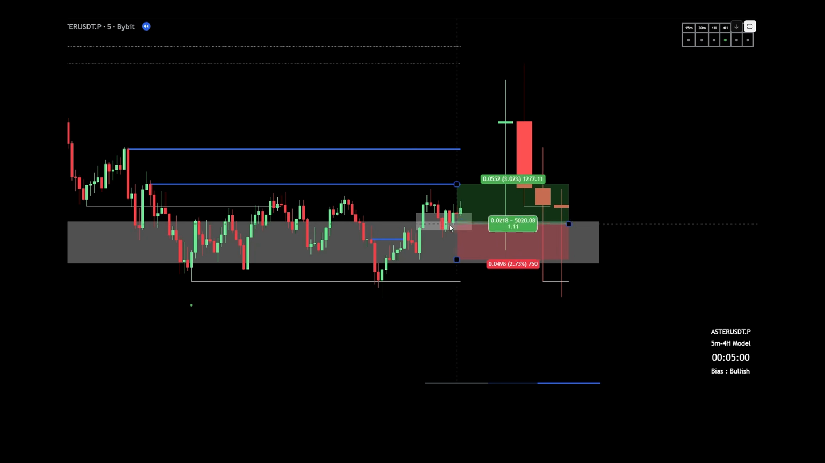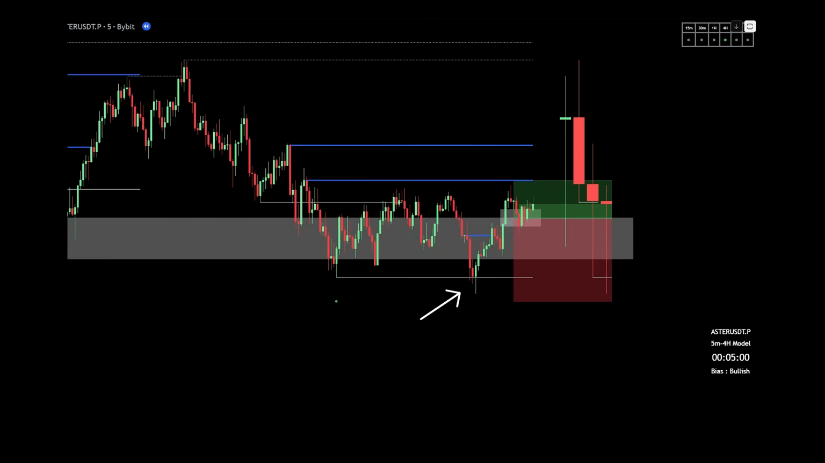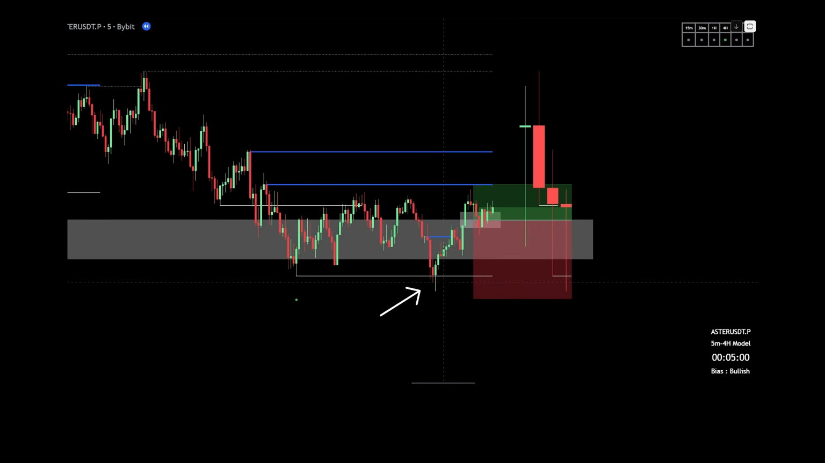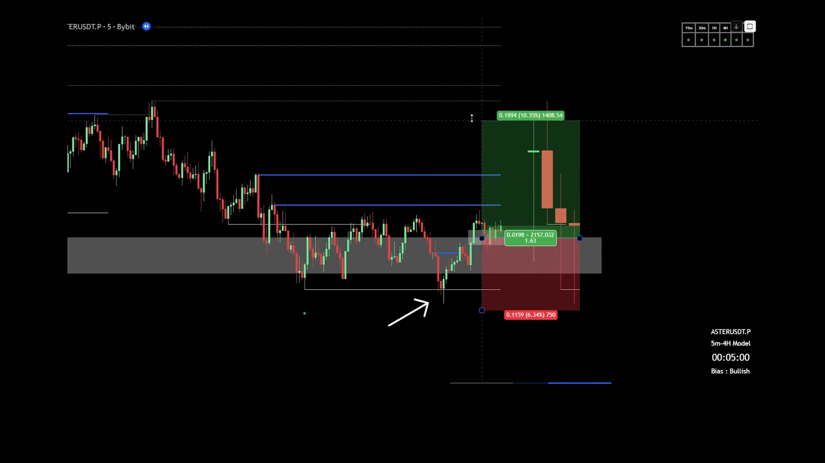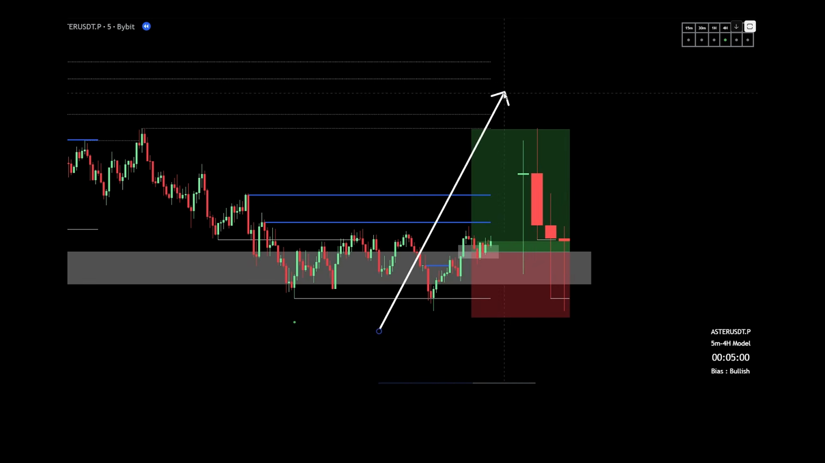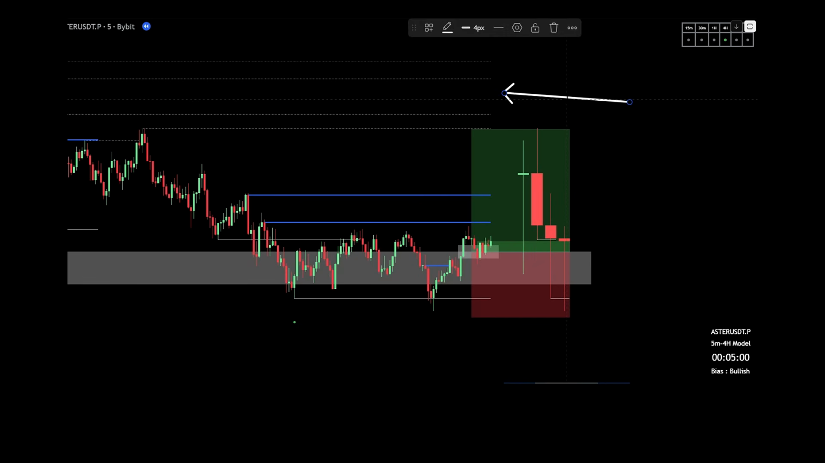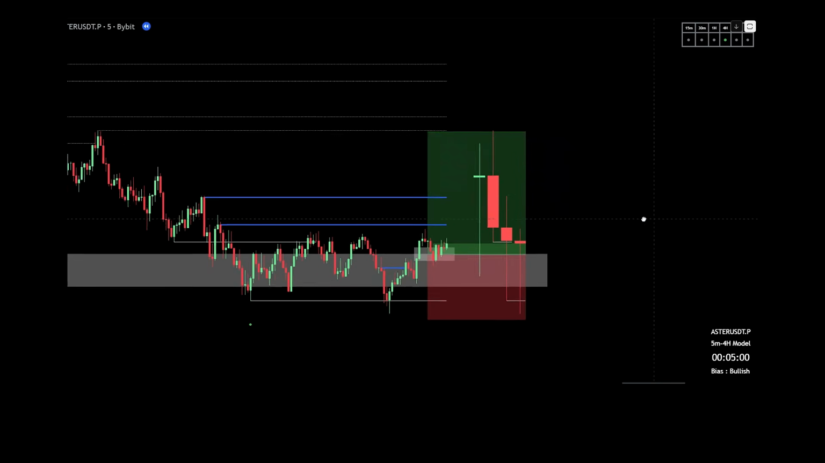We can look to take an entry at this fair value gap, and then we set our stop loss below the lows. The reason I like to set my stop loss below these lows is because if in fact this is the true sweep, price will not come below these levels. And then the indicator marks out the most relevant liquidity areas. These liquidity areas are projected onto the chart and it's showing you the most likely places to take profit. So I'm going to set it at this low, and this is my setup, guys.